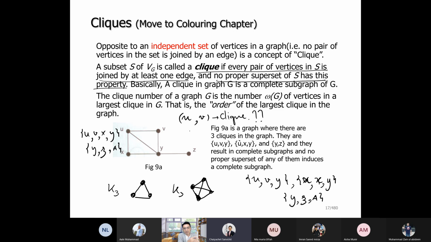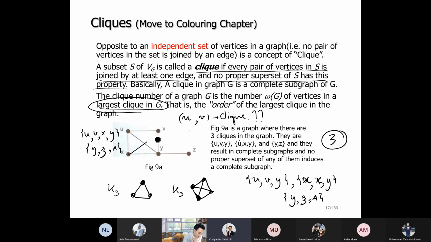Okay. So sometimes you see that we have the clique of 2, the clique of 3, the clique of 4, and so on. But the biggest one, we say that the clique number of graph G is the number omega G of vertices in the largest clique of G. So in this graph 9a, the clique number is 3, right? The order of the largest clique.